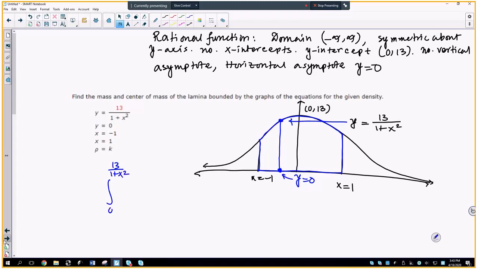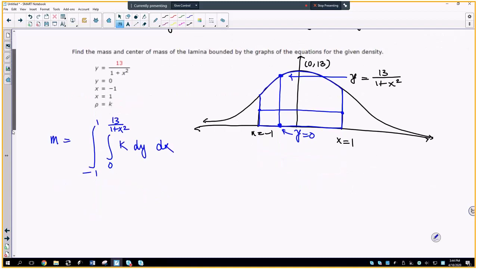Lower limit is 0. The density function I want to integrate is k. And I want to integrate with respect to y first. Then I will integrate with respect to x, where the limits are -1 to 1. That's very easy to understand. These are the limits for x values, x equal to -1 and x equal to 1. And what I will get? I will get the mass of this lamina. So the rest is just computing this integration.